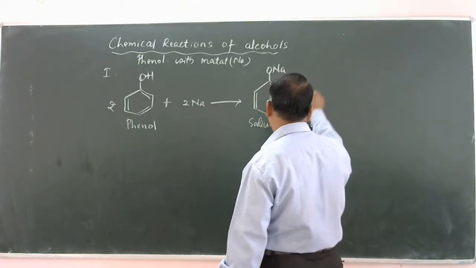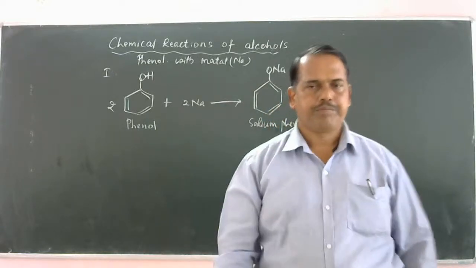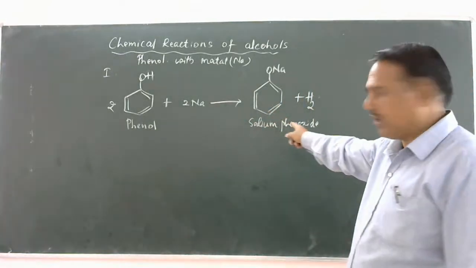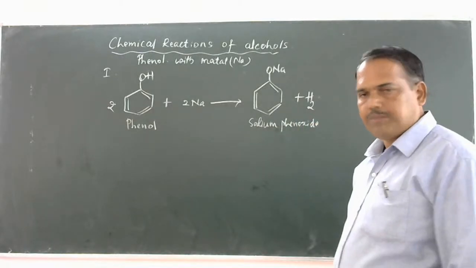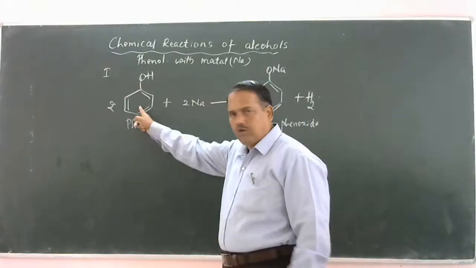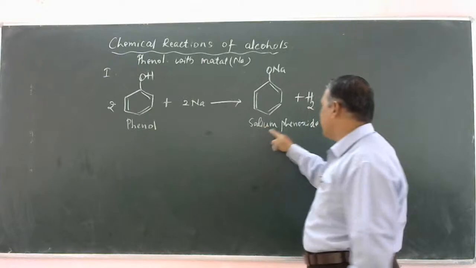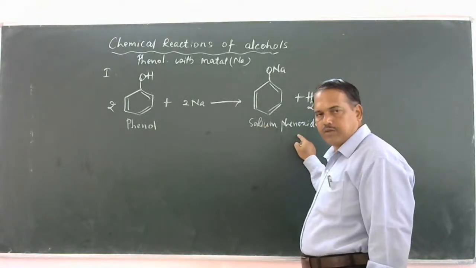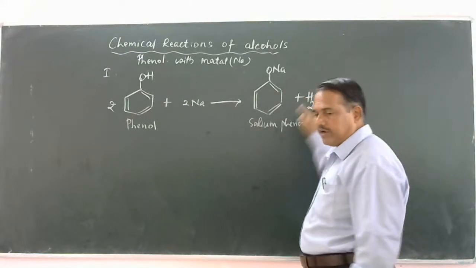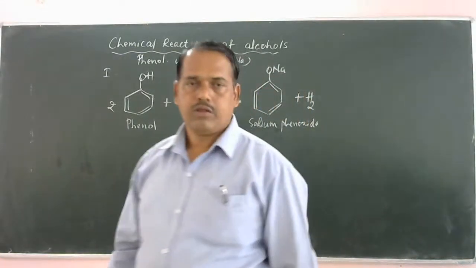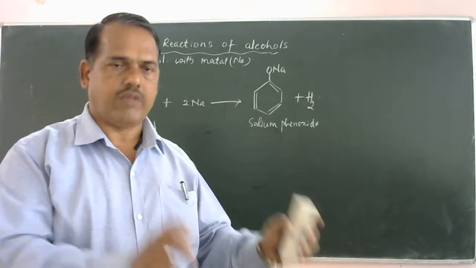Again, we can find the release of hydrogen gas. Can you see the hydrogen gas? Hydrogen gas is liberated. Are you clear? So, when phenol reacts with sodium metal, we will find sodium phenoxide, and again it liberates hydrogen. Therefore, phenol also acts as an acid.